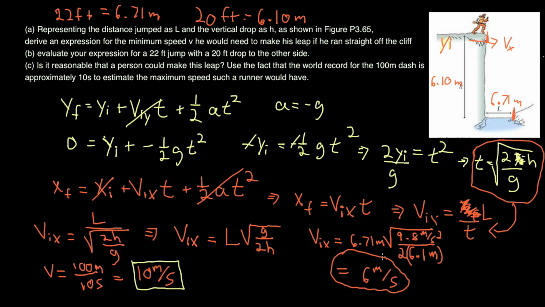So he clearly ran slower than the world record pace, but he's still able to make it over the gorge at 6 meters per second. So it is reasonable that a person can make the leap. And that's it for this problem.